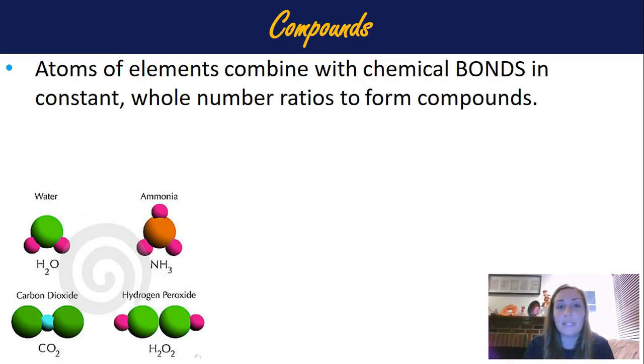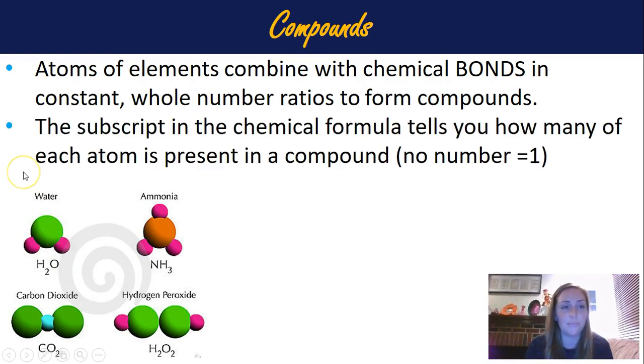Atoms of elements combine with chemical bonds in a constant whole number ratio to form compounds. So like here is water. Water is H2O. So you can see H are those two little atoms and one O. So there's always whole numbers. You can't have half of an atom. And it's going to be consistent with that ratio. Water is always two hydrogens for every one oxygen. No matter how much water you have, it keeps that ratio.